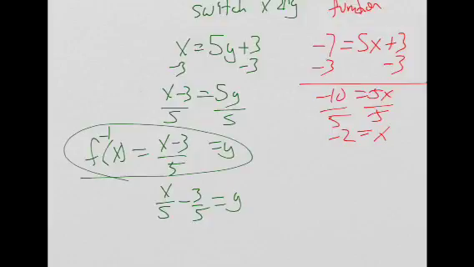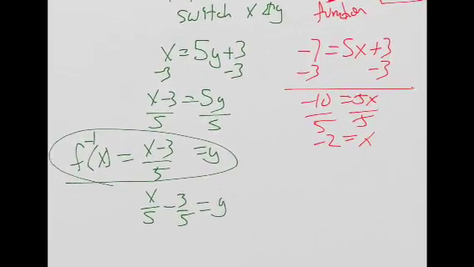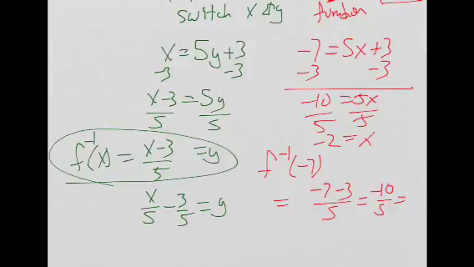And we can check that with what we did over here, where we said, well, what was f inverse of negative 7? Well, that would be negative 7 minus 3 over 5, which is negative 10 over 5, which is negative 2. That's finding an inverse function.